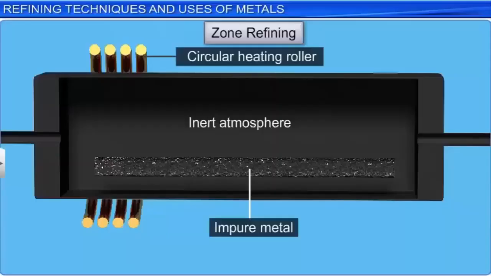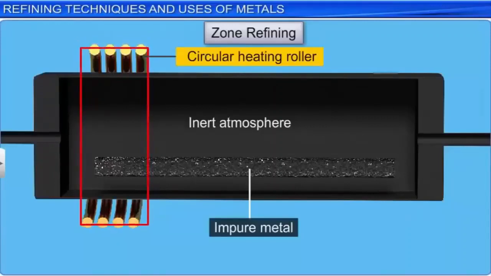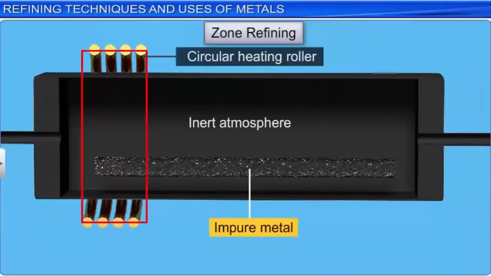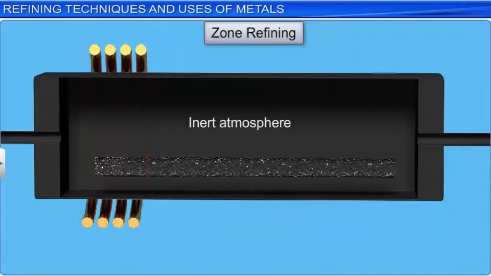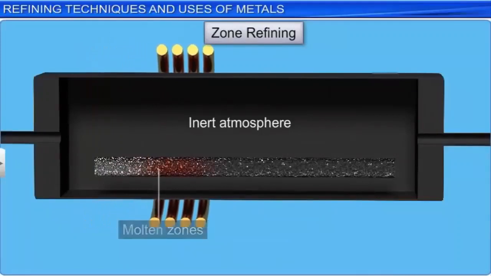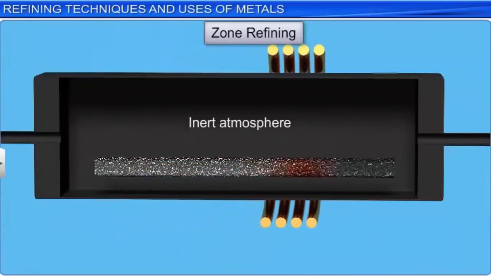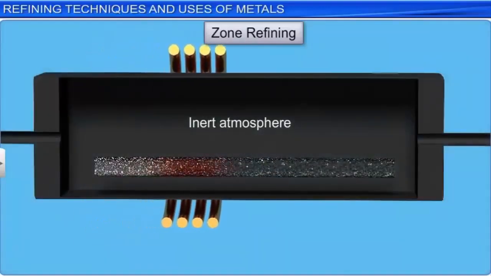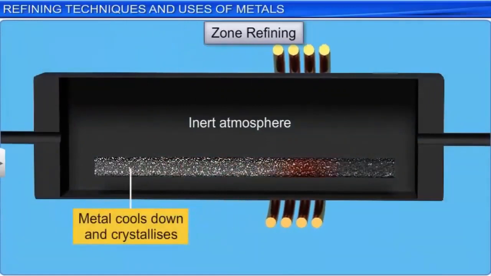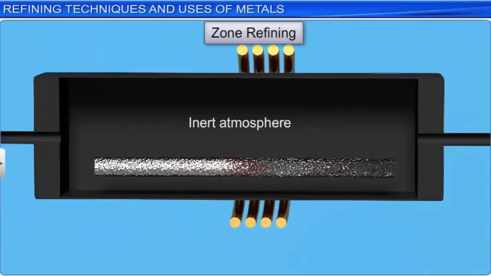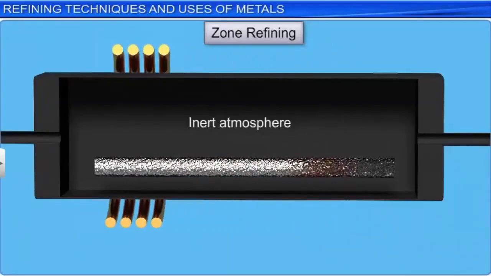In this technique, a movable circular heating roller is fixed at one end of a rod of impure metal. The metal melts in zones, called molten zones, as the roller moves towards the other end of the rod. When the heating roller shifts forward, the metal to the left cools down and crystallizes, while the impurities dissolve in the molten zone.